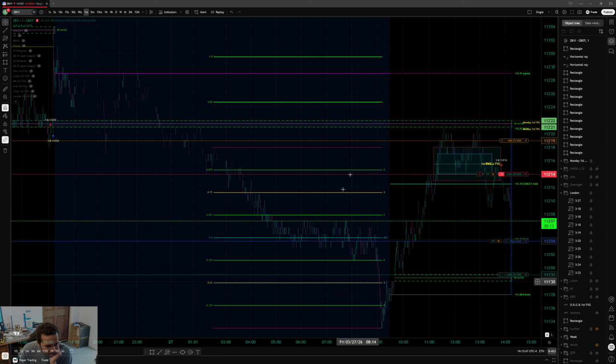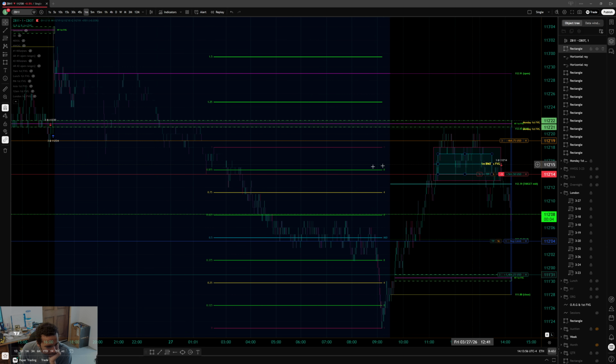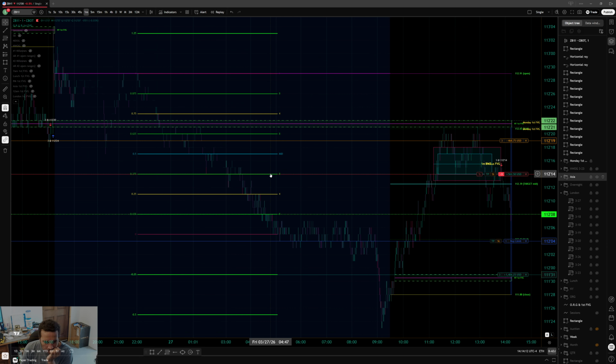Marking out the London session. Both of these fair value gaps overlap with the 8th level. Asia session, the 5-minute overlaps with the midpoint and this 8th level. The 1-minute just touches this midpoint level.